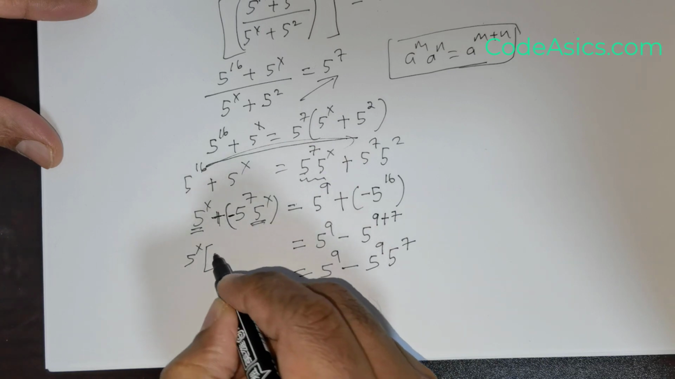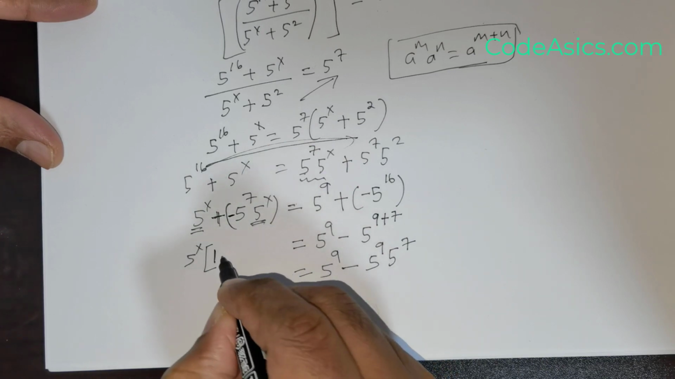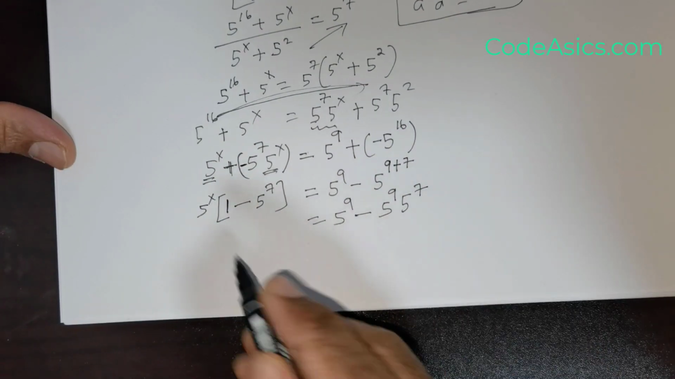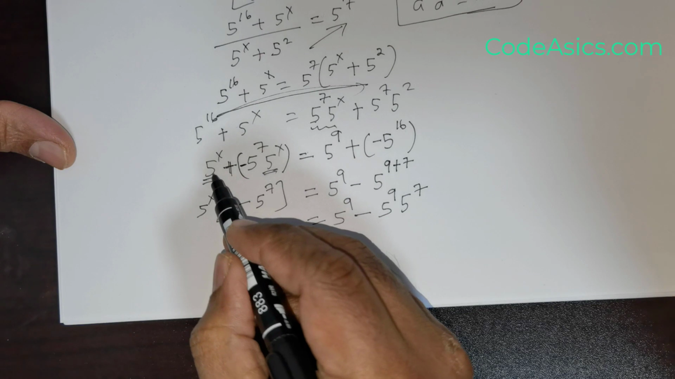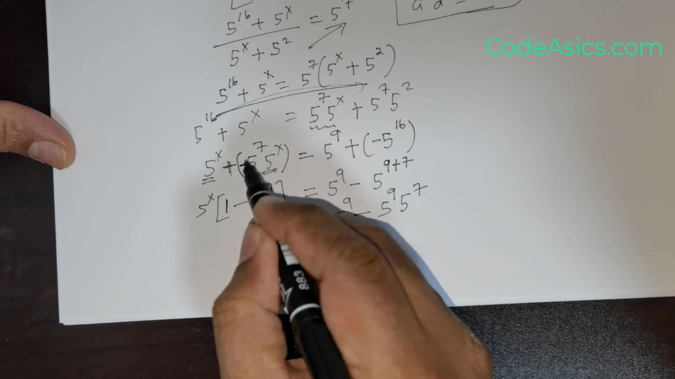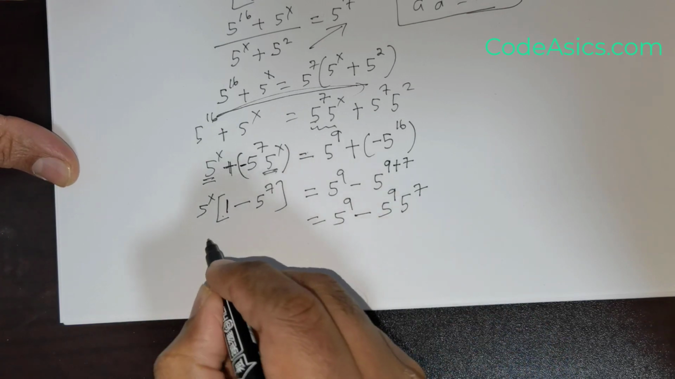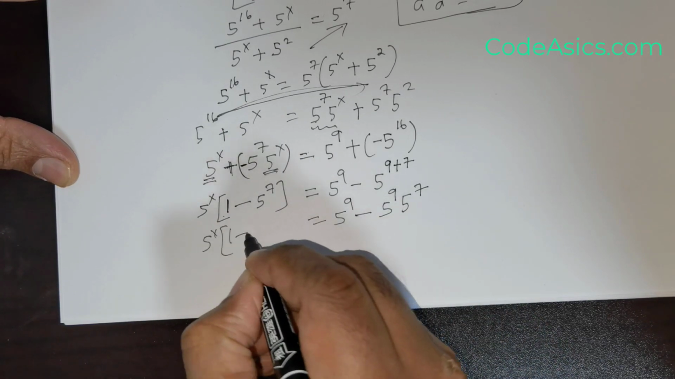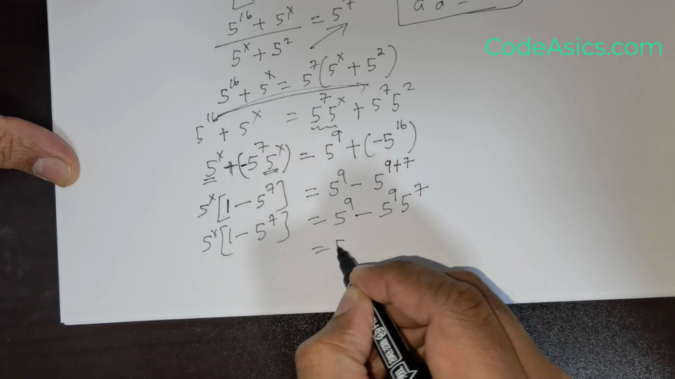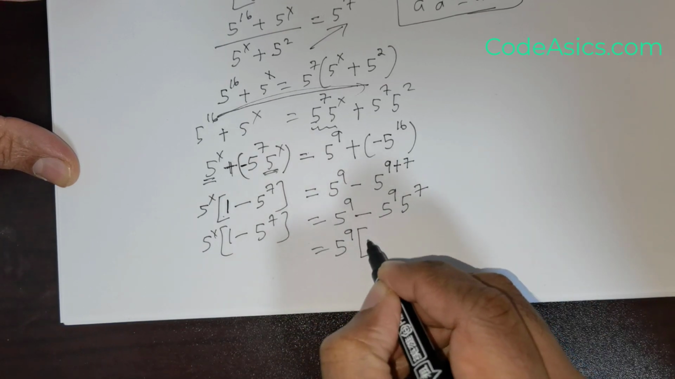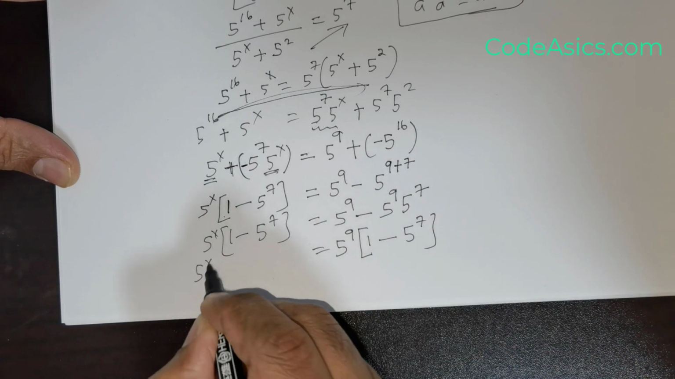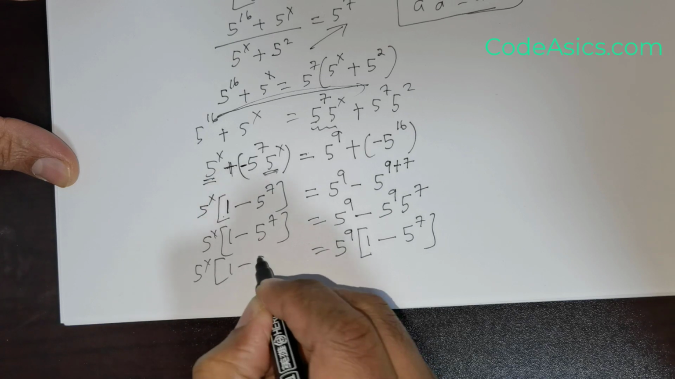Now 5^x is taken out, so this is going to be 1 minus 5^7, right? 5^x times 1 would give me 5^x, and 5^x times 5^7 with a negative sign would give me this quantity. Now let me write that down: 5^x followed by (1 minus 5^7). On the right hand side I can take 5^9 out, so that is going to give me (1 minus 5^7). On the left hand side I got 5^x times (1 minus 5^7).